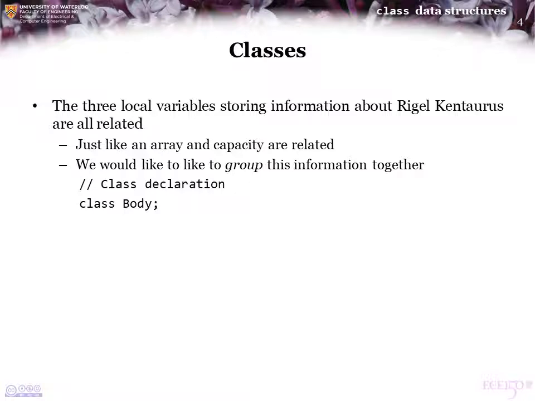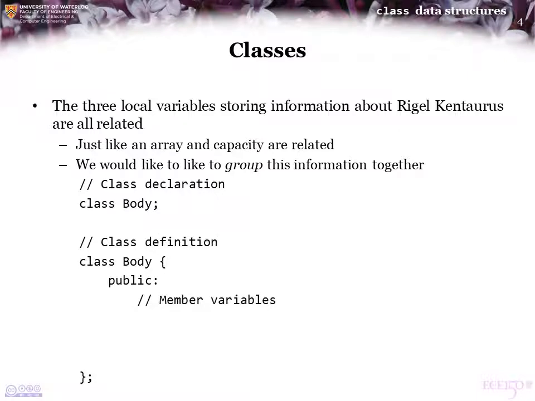A class declaration informs the compiler that we are now going to define a new type. Just like we can declare local variables of type int or type double, we can now declare local variables of type body. That is the class declaration, telling the compiler that body is now going to be a class, or a type that can be used. We now have to define the class.